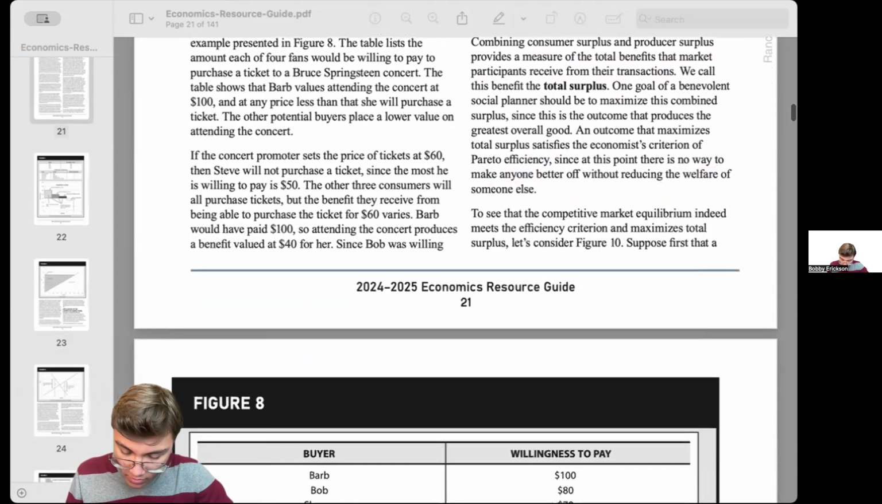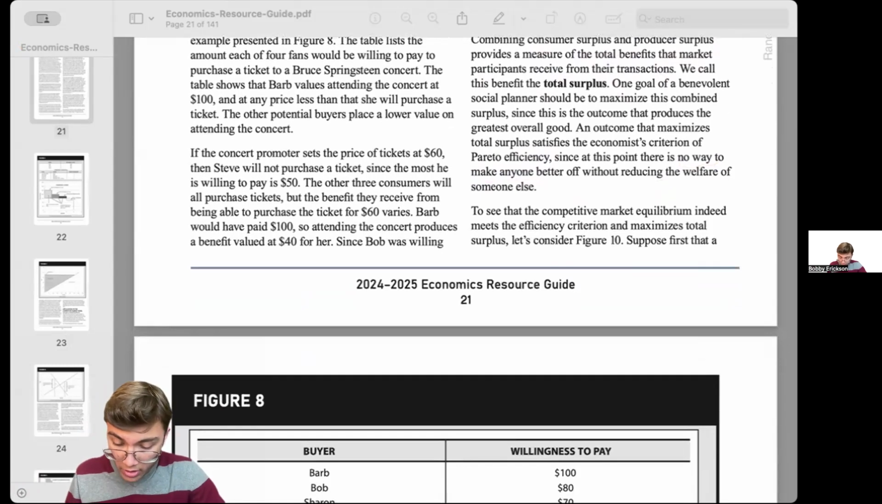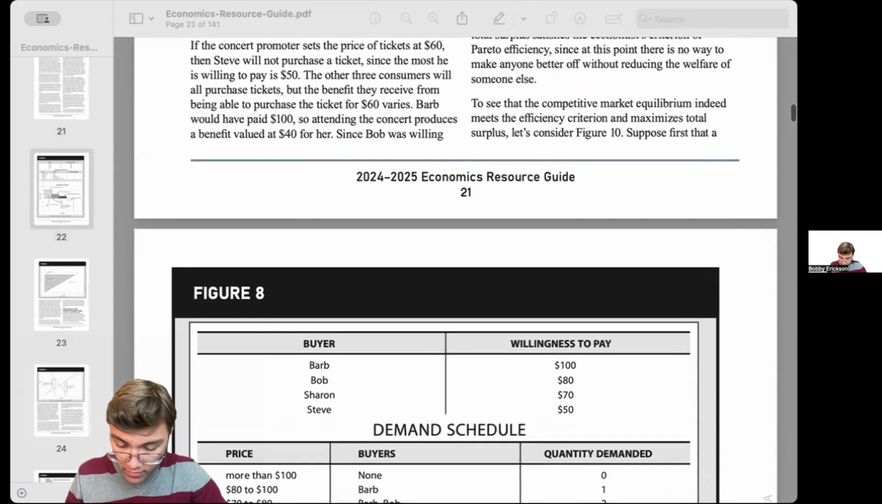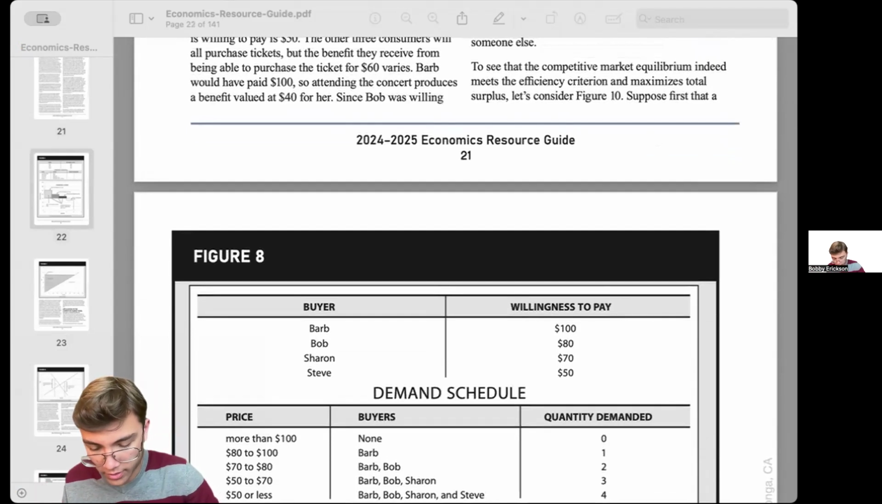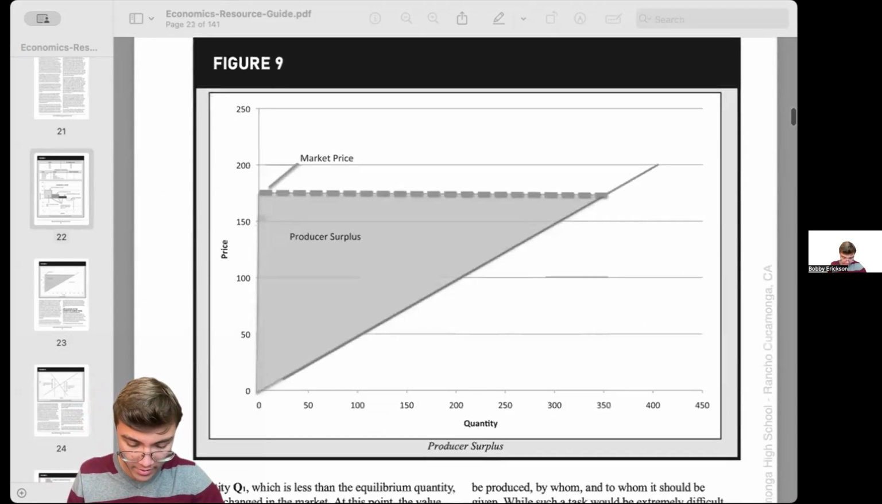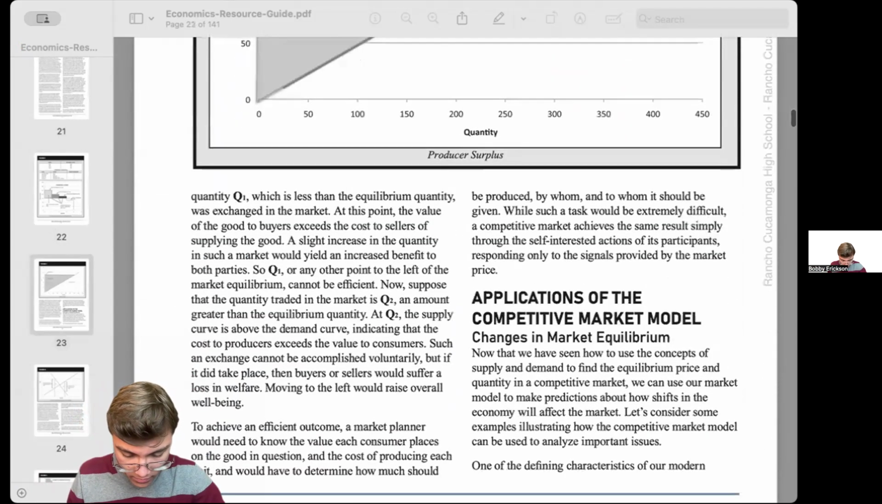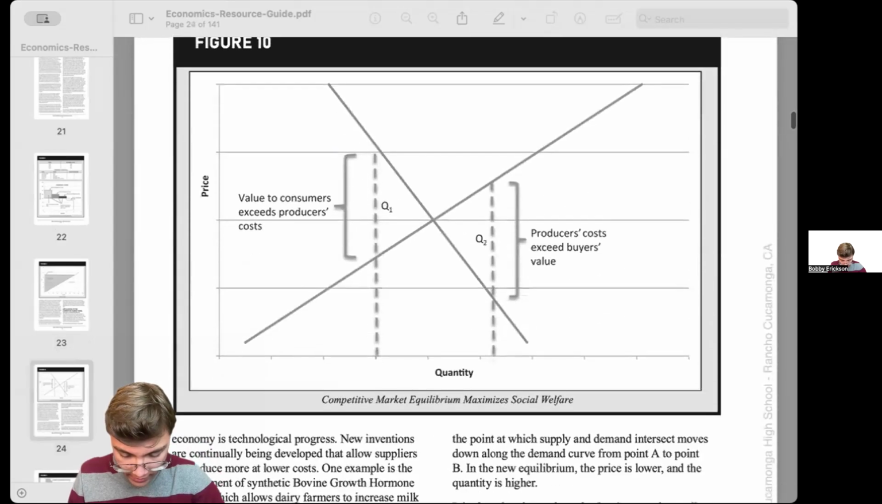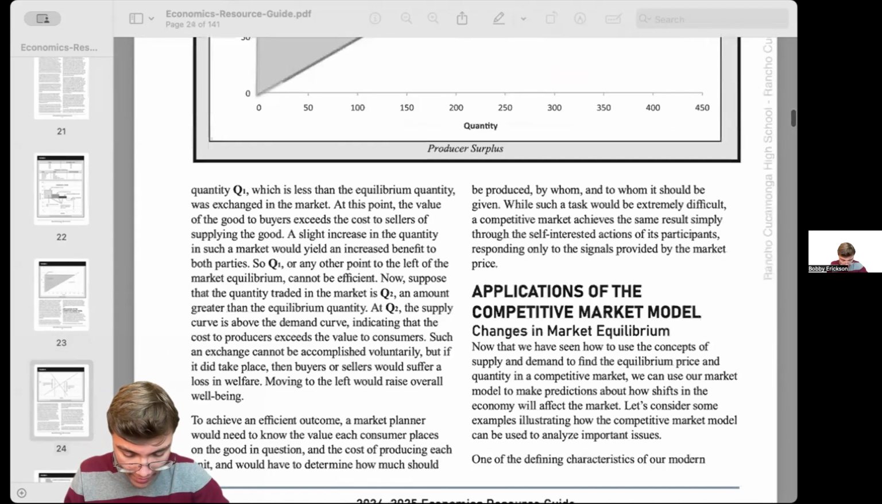Now, let's look at a market equilibrium that meets this efficiency criterion. So we're going to look at something that maximizes the total surplus, such as in figure 10. We can see right here, this is Q1, just so you can visualize, and this is Q2. And now we're going to go ahead and read what it has to say about that.